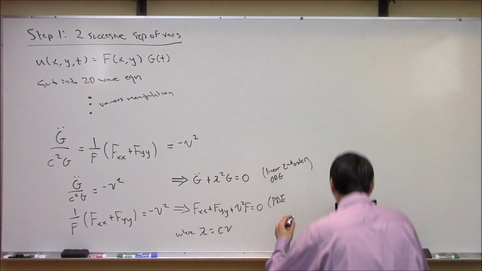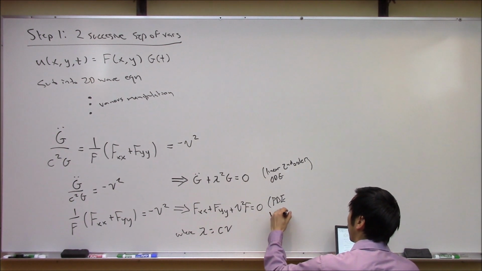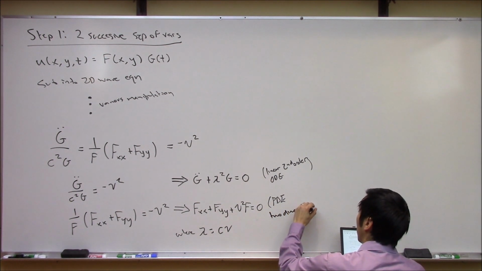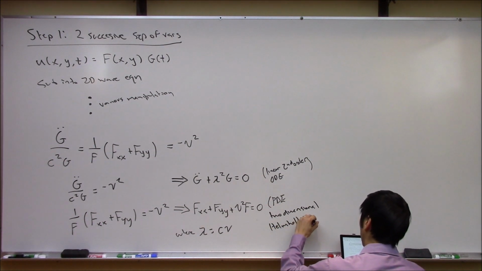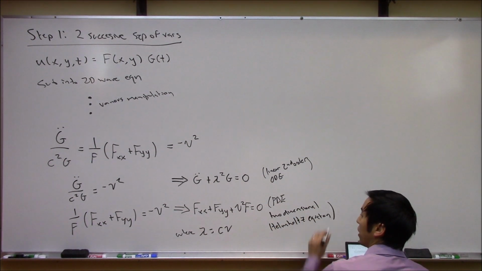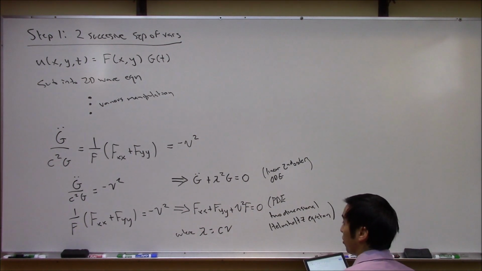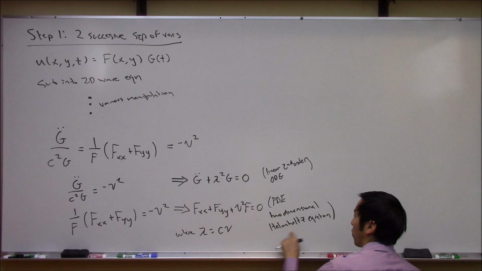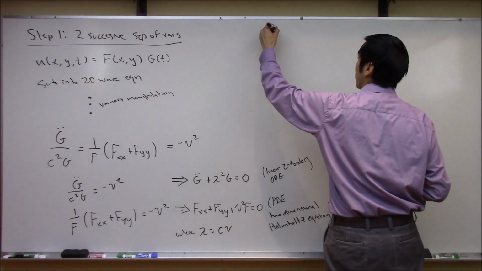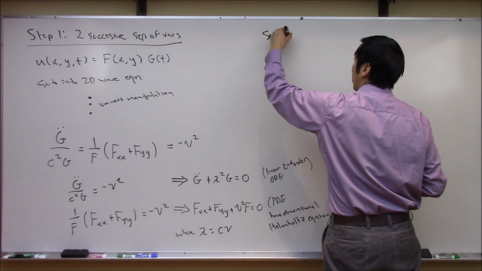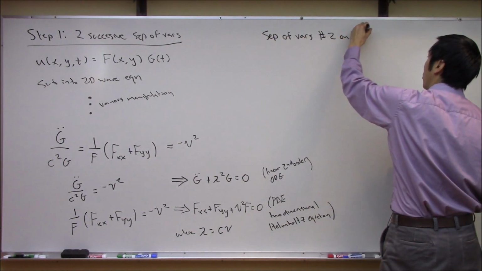This is called the two-dimensional Helmholtz equation. Okay, so that's going to be kind of interesting here. So what we need to do here is we still have a PDE in the form of the Helmholtz equation. Let's do another separation of variables here. So let's do this. We'll write down separation of variables number 2 on the Helmholtz equation.